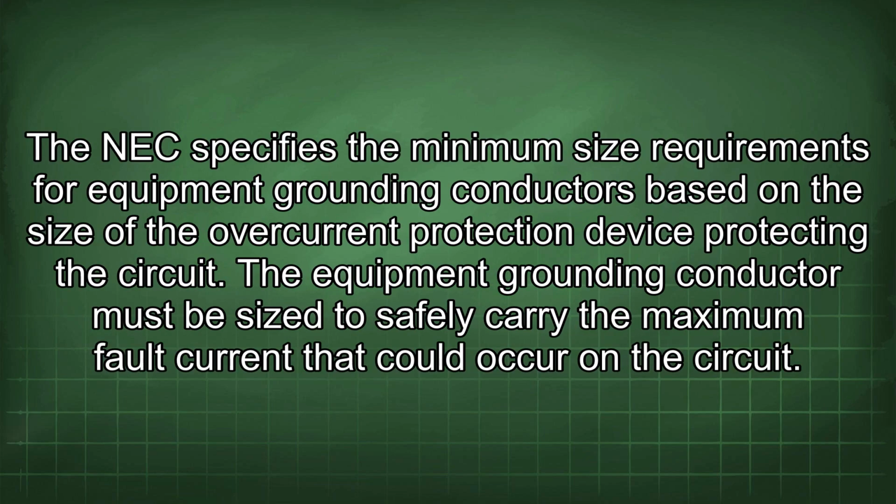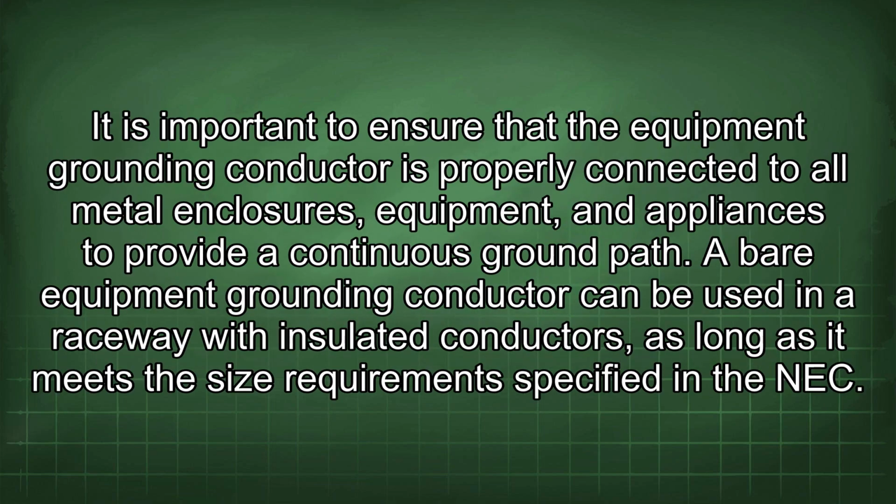The NEC specifies the minimum size requirements for equipment grounding conductors based on the size of the overcurrent protection device protecting the circuit. The equipment grounding conductor must be sized to safely carry the maximum fault current that could occur on the circuit. It is important to ensure that the equipment grounding conductor is properly connected to all metal enclosures, equipment, and appliances to provide a continuous ground path.